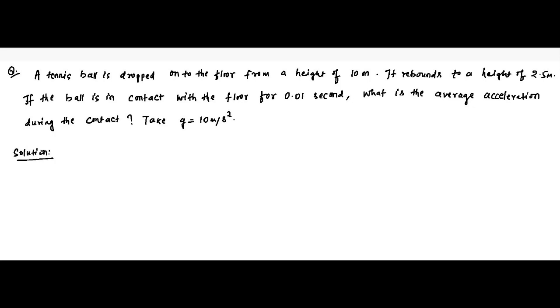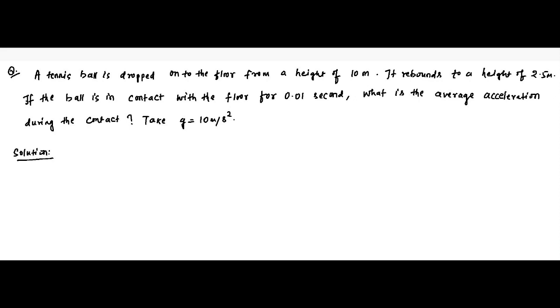So here is another question. It has been given that a tennis ball is dropped onto the floor from a height of 10 meter. It rebounds to a height of 2.5 meter after striking the ground. If the ball was in contact with the floor for 0.01 second, for that much duration, what is the average acceleration during the contact? Take acceleration due to gravity here as 10 meter per second square.